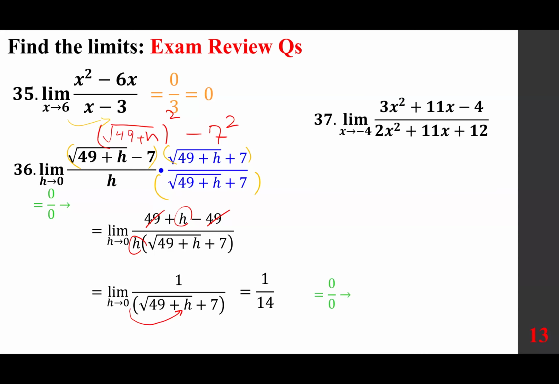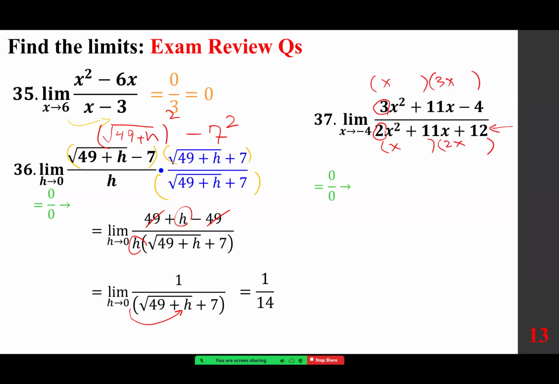If you plug in, you get 0 over 0. The technique is factoring, and it's really not difficult, because this is a prime number, everybody. So you should recognize this as x and 2x. And then just play with the number 12 and the middle term and come up with the answer. You should recognize this one as a prime number, therefore x and 3x.